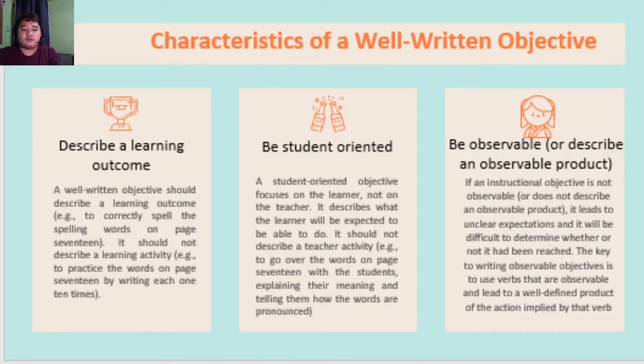There are many end products that can also be observed. For us English teachers, we can ask the students to provide us a prose paragraph, a poem, a short story, or an outline of a story. Those are examples of an end product.